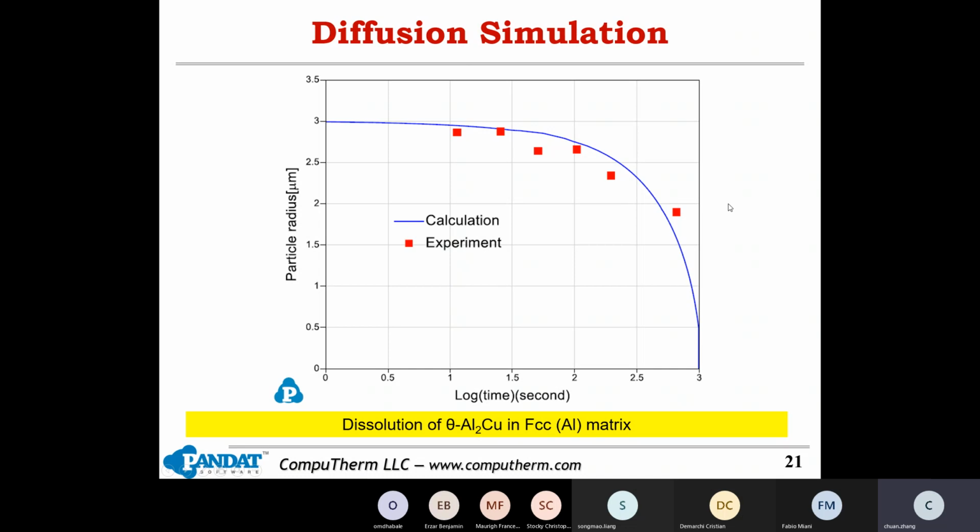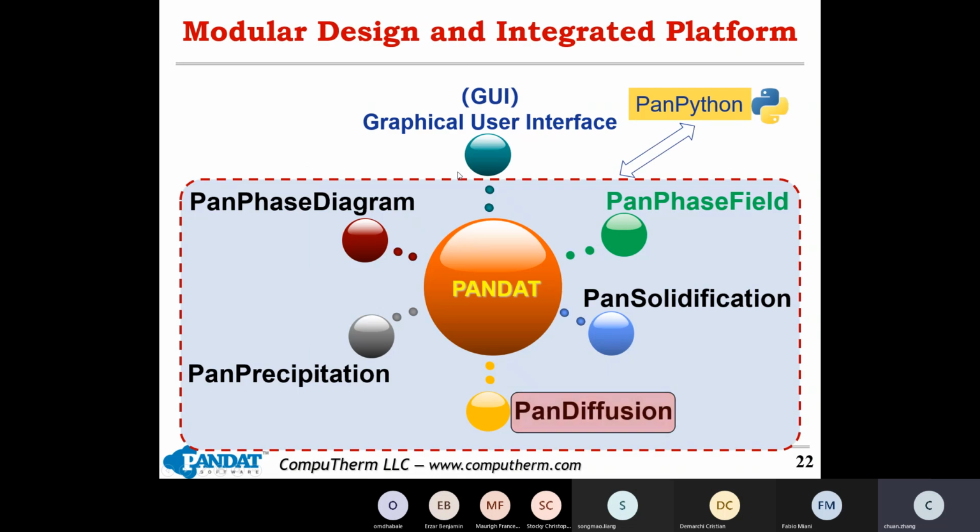So based on the above few slides, this gives you a quick introduction of what kind of functions are in the PAN diffusion module. As I mentioned previously, this year we just released the PAN solidification module. For this module, we consider the back diffusion effect in a solid phase. Then we can make more reasonable and accurate prediction for the real casting processing.